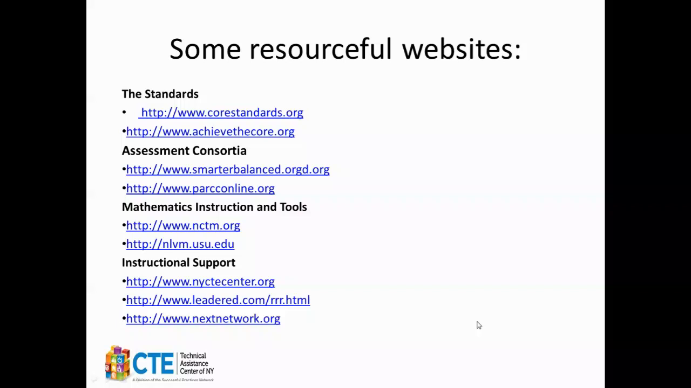And as far as instructional support, you can see there are three different websites listed here: nyctcenter.org, LeaderEd, that's where a lot of the rigor and relevance, a lot of the things that we talk about, that's a great website, and nextnetwork.org.